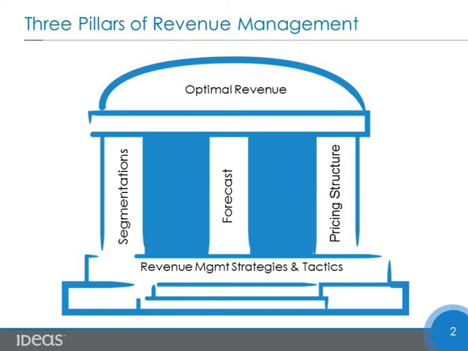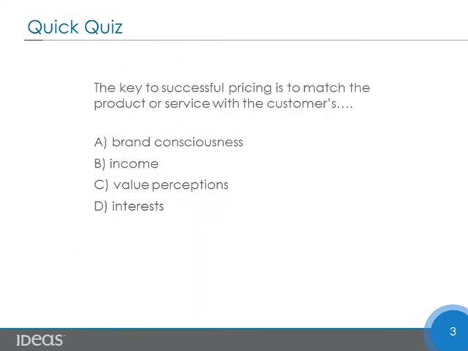Let's start from the basics. Let's take a look at a little quiz here. What do you think the key is to successful pricing? Would it be to match your product or service with your customers' A, brand consciousness, because a stronger brand can charge more? B, customers' income, because if the customer earns more, they can spend more? C, value perception, such as how will the customer perceive your product to be? Or D, interest? The answer is C, value perception.